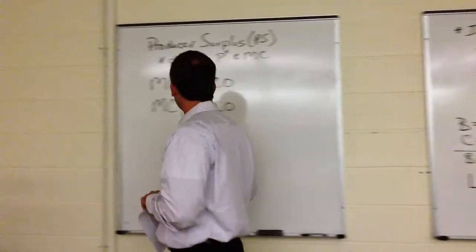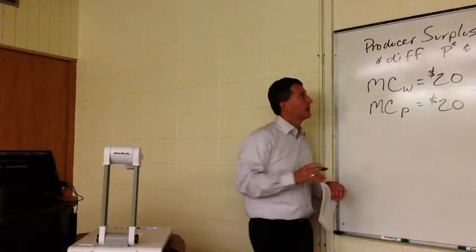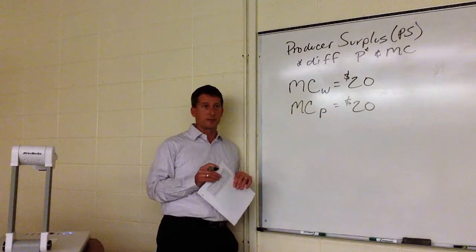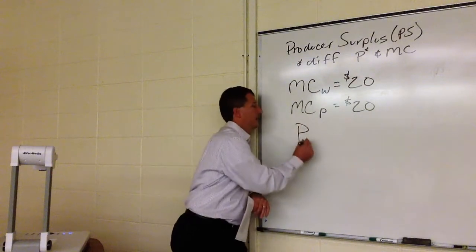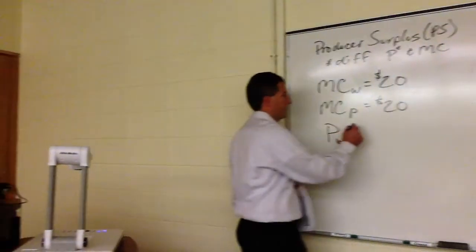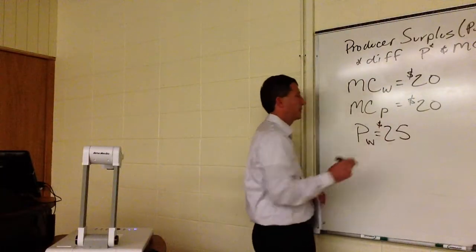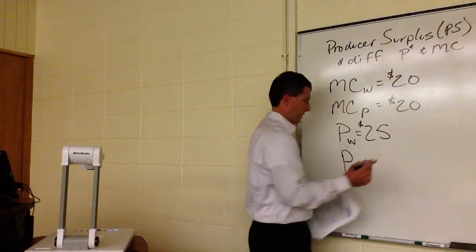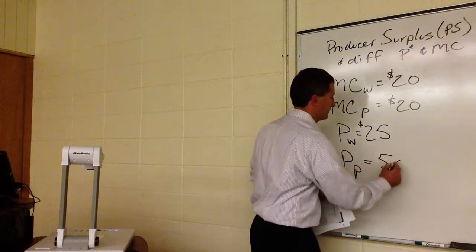So then we start thinking about the prices that we need to offer. In order to get all three into the weight room, we have to have a price of weights equal to, what was it? 25 to get all three. And the price of the pool? 50.